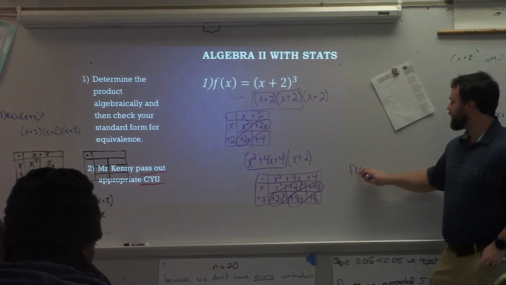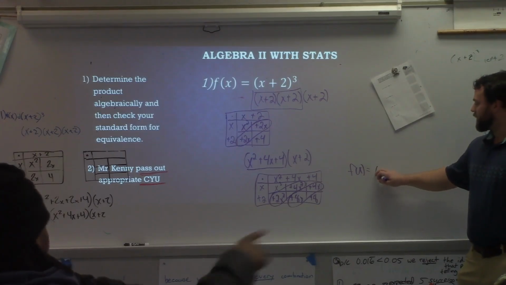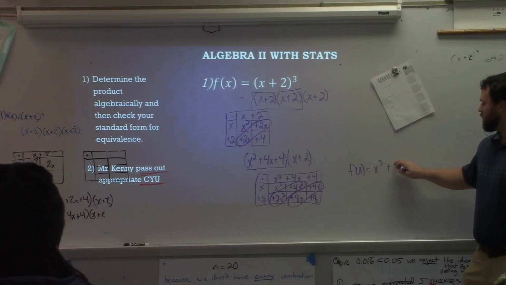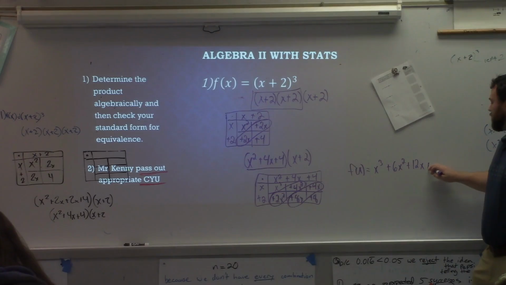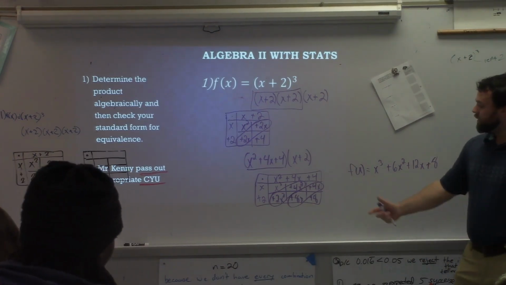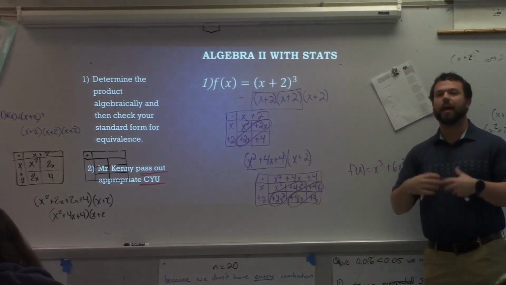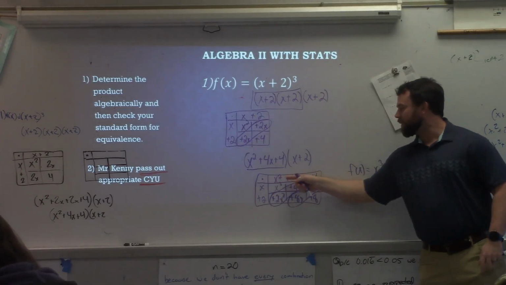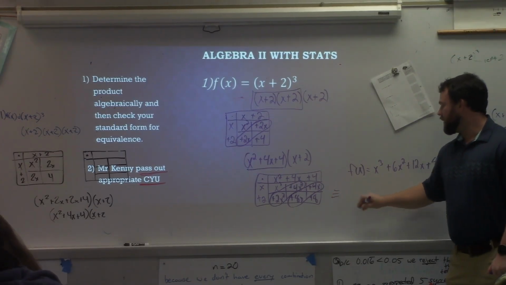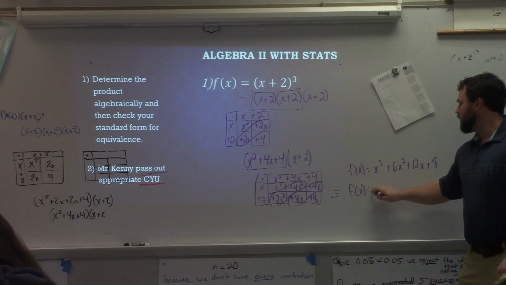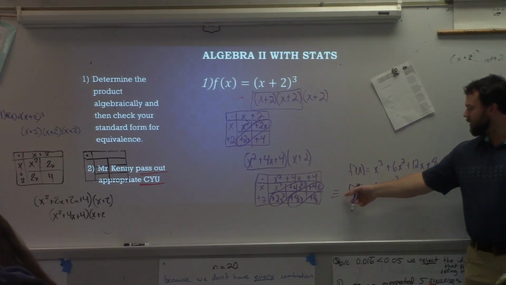So, f of x is equal to what? x cubed, plus 6x squared, plus 8. Please remember, I'll always put a plus or a minus on the inside, because remember I'm adding those terms. I'm multiplying the factors, but adding my terms. And the whole idea is that this is equivalent to x plus 2 cubed.